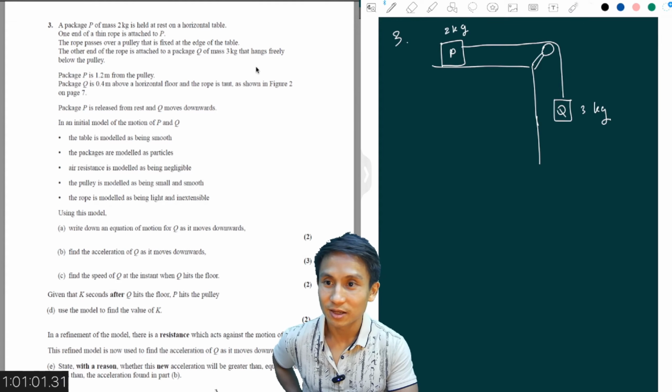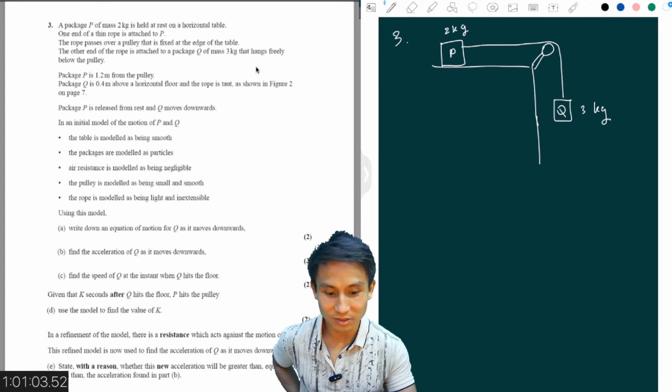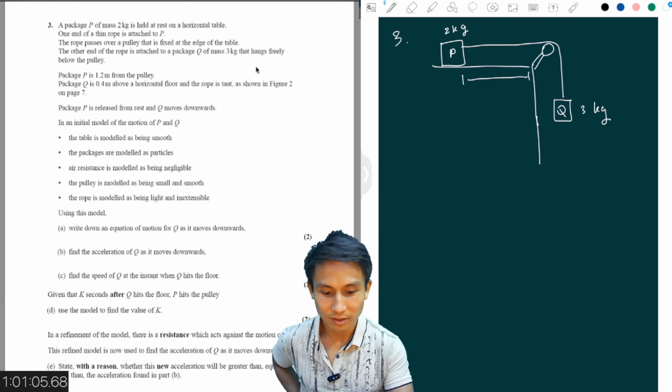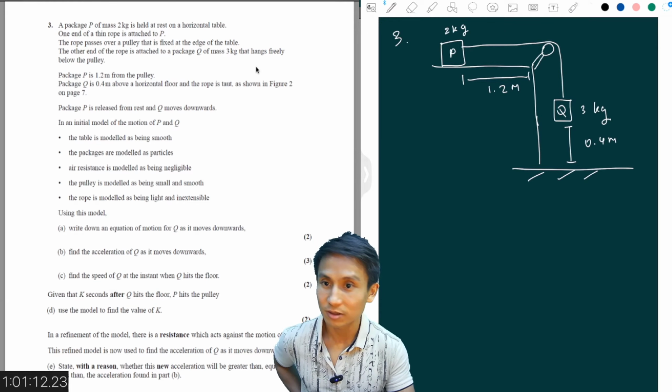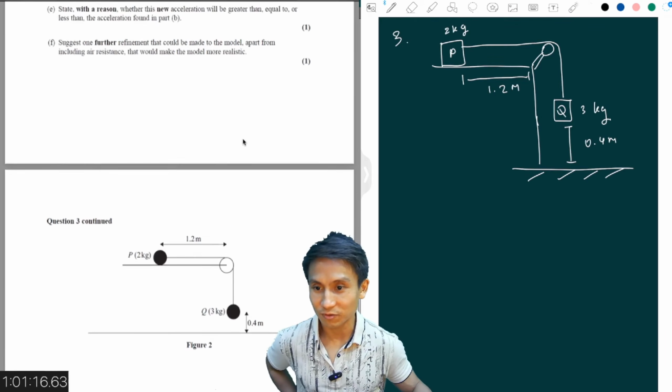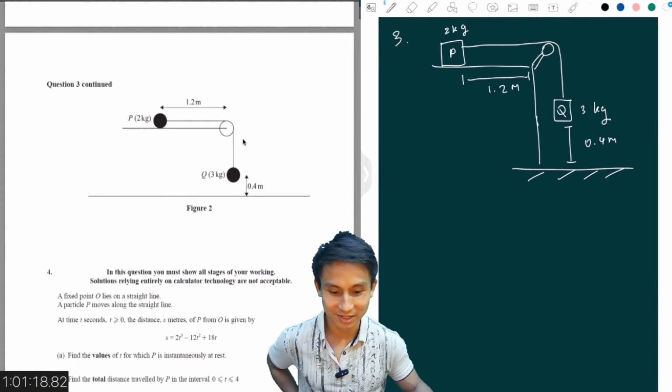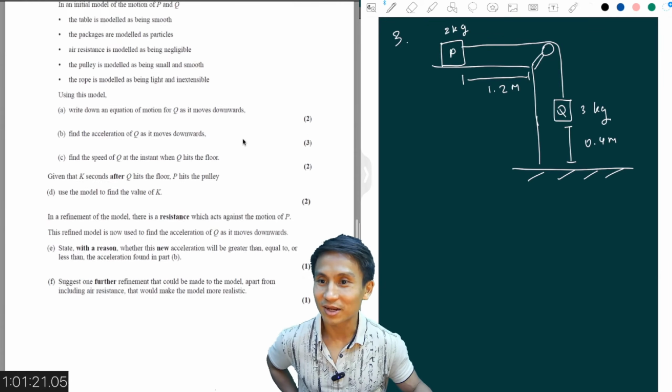Package P is 1.2 meters from the pulley. Package Q is 0.4 meters from the floor. And the rope is taut in figure 2. Oh, they give you the figure. All right, okay, I didn't see that. Fine.